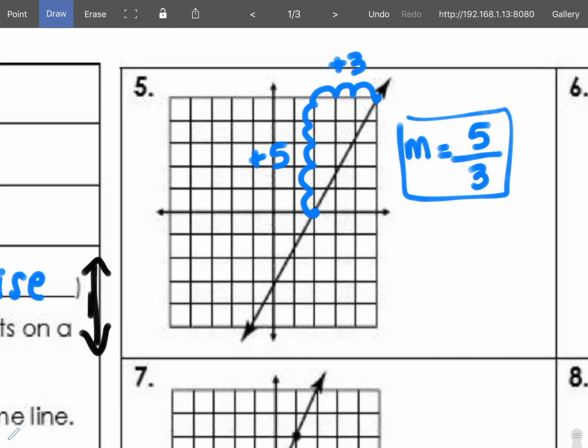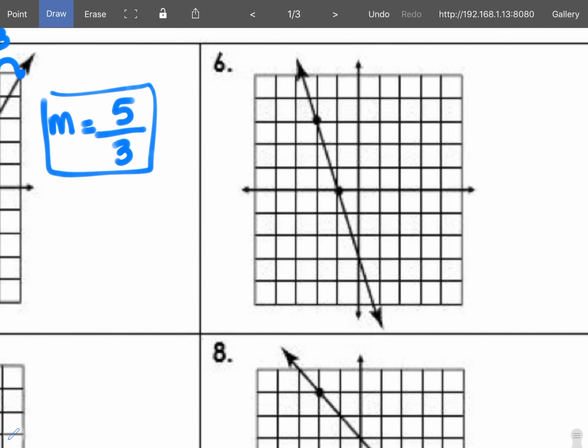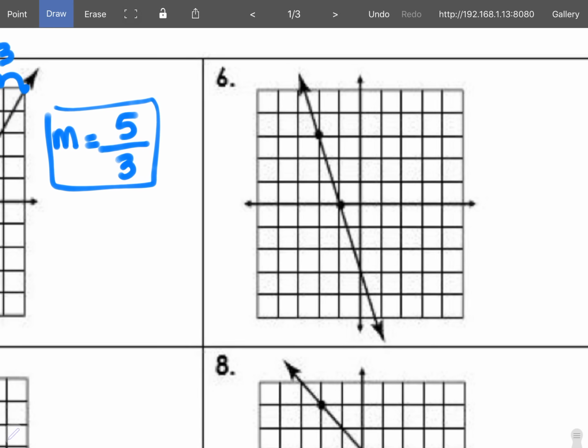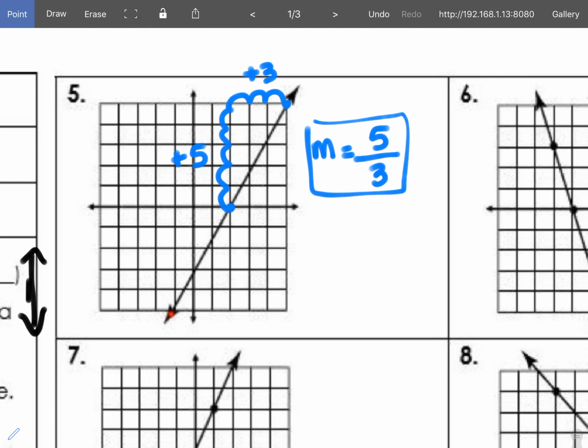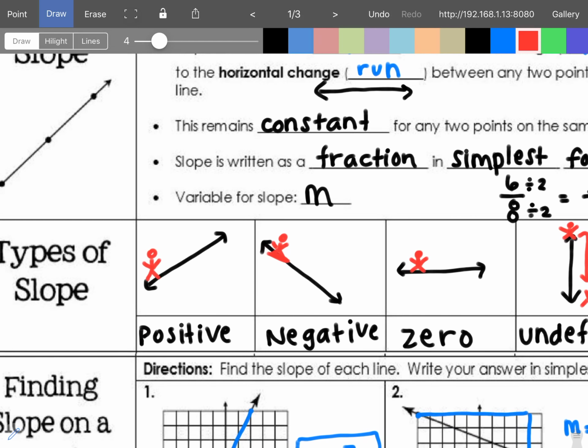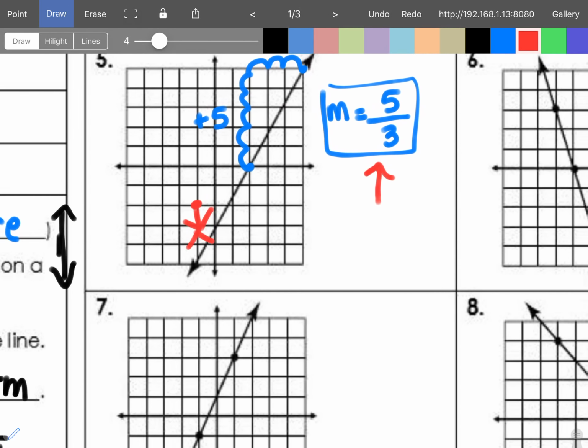Okay, let's try the next one. Number 6. Also, let's look at this really quick. Is this a positive slope or a negative slope? If I drew my guy right here, this is you. Are you walking up or down? You're walking up, right? What should this be then? Should that be a positive or a negative? Shouldn't that number be a positive if we're walking up? Because this is a positive slope right here. It's a positive slope, right? So it should be a positive number.